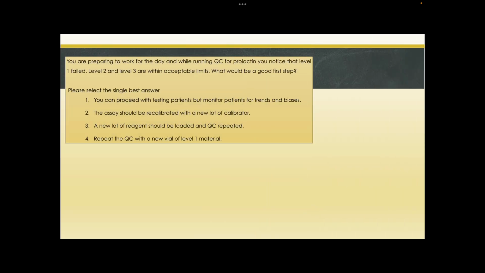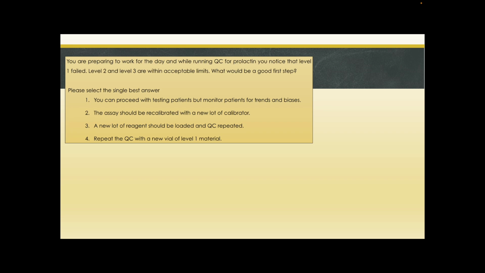You are preparing to work for the day, and while running QC for prolactin, you notice that level 1 failed. Level 2 and level 3 are within acceptable limits. What would be a good first step? Please select the single best answer.